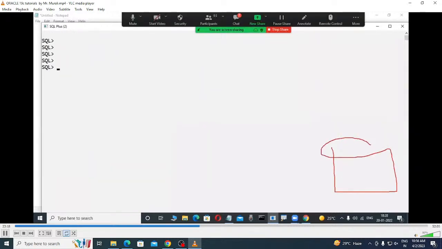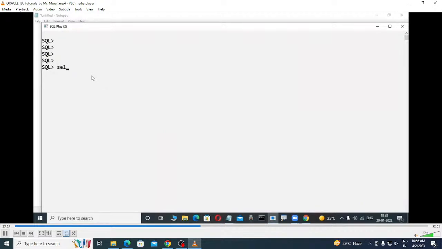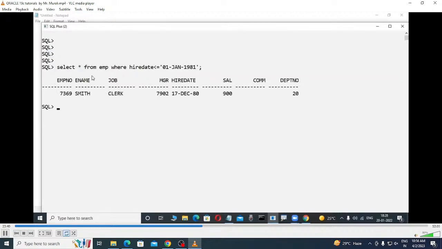Here the SQL programmer has data somewhere, and to fetch it they write queries. Observe: SELECT * FROM table_name WHERE hire_date is less than or equal to 1st January 1981. Just by writing the query, the data is displayed automatically.